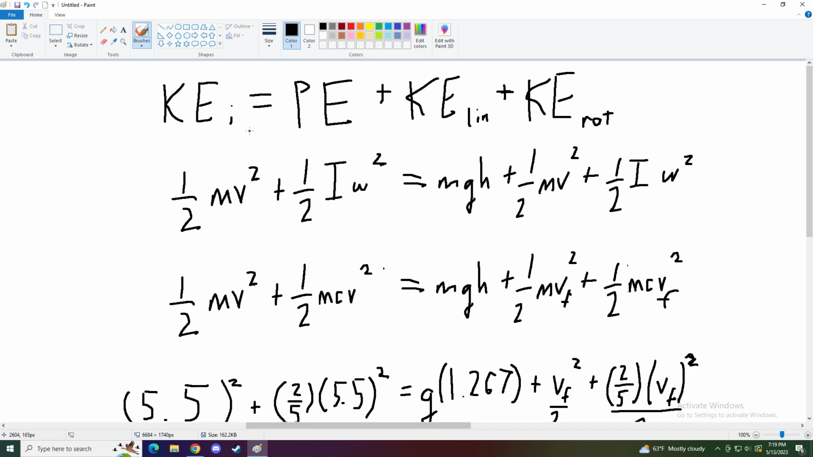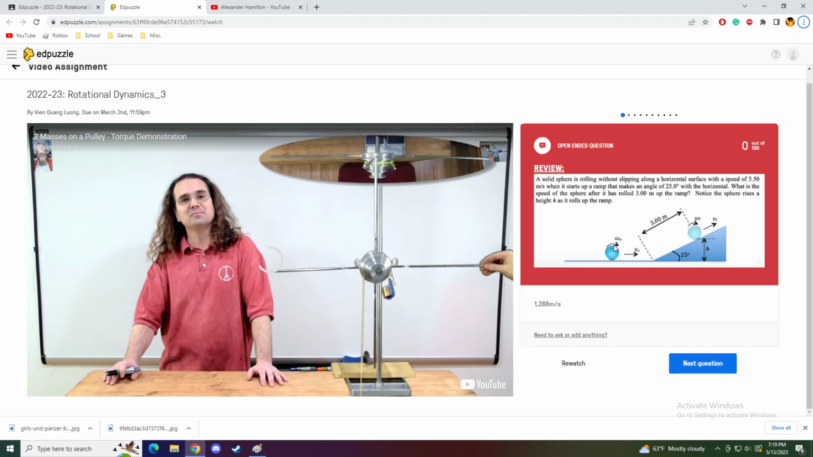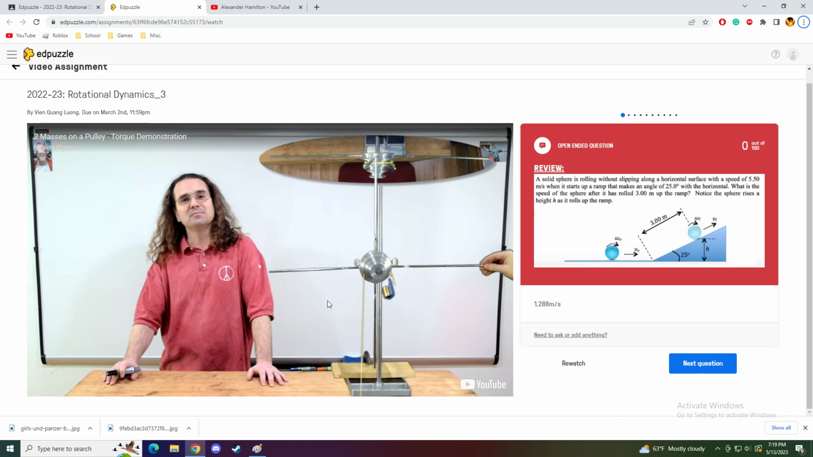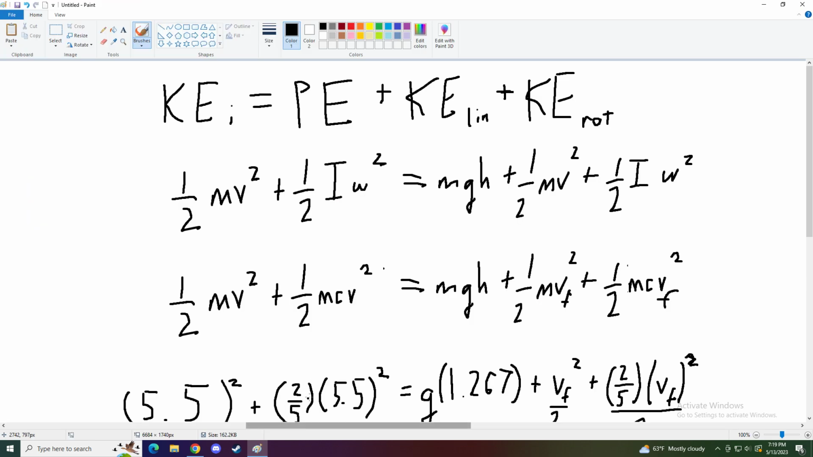What we instead have to do is set up conservation of energy. So over here, we have KE initial, the kinetic energy when it starts at this point, and that's going to equal potential energy plus its KE linear and KE rot at that point up here. And so what we're going to expand is 1/2 mv squared plus 1/2 I omega squared equals mgh plus 1/2 mv squared plus 1/2 I omega squared, and then this will be the final v_f and final angular speed.